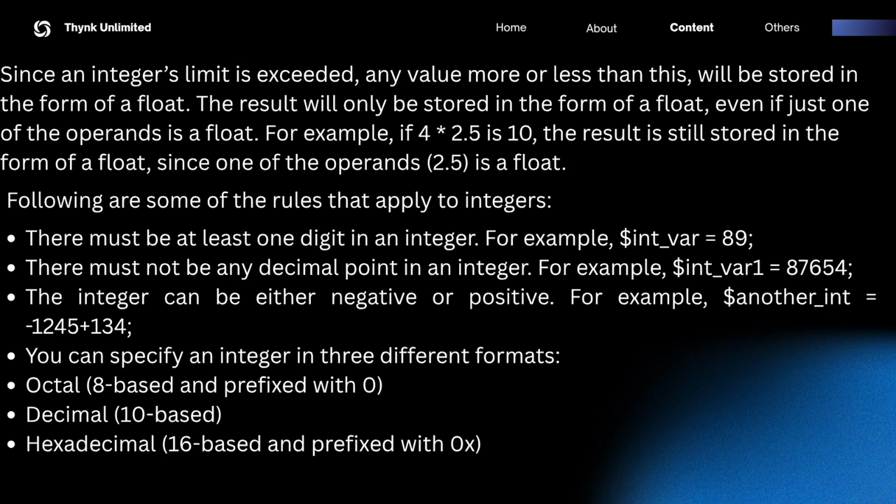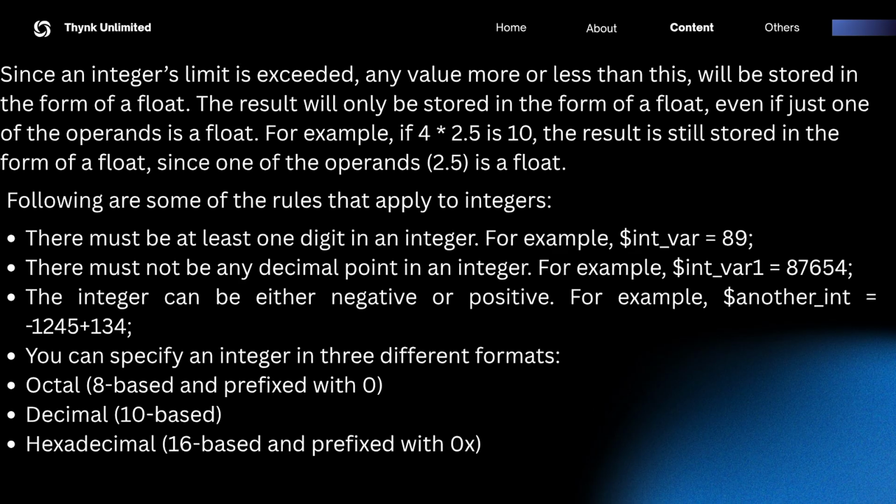Here, int var is a valid integer variable holding the value 89. Integers must not contain decimal points. An integer cannot have a fractional or decimal component. For instance, int var = 1187654 is valid. However, int var = 1 or 87.654 would make it a float, not an integer.